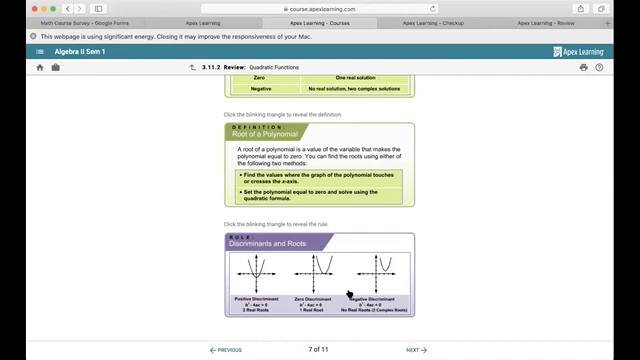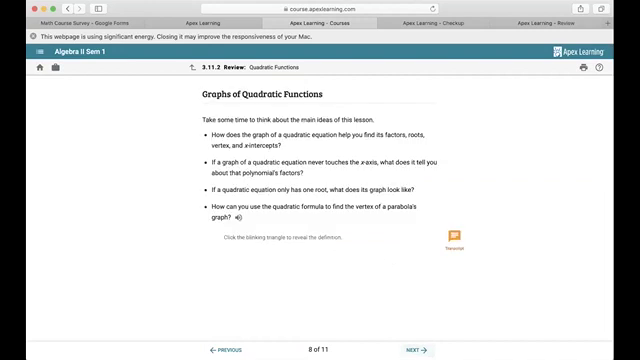Again, it's talking about how many times it's touching the x-axis. We're almost done, bear with me.